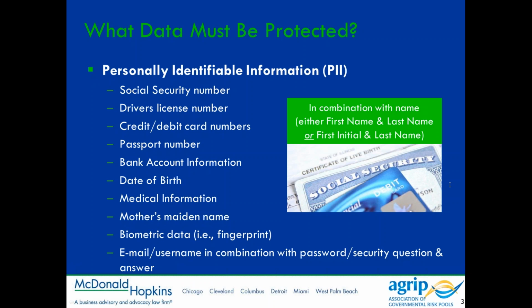But generally, personally identifiable information or personal information, or you may hear it called PII, all of these in combination with first name and last name. So, of course, the usuals of Social Security number, driver's license, credit and debit card info, your financial account information. It gets a little more interesting as you go down the list: medical information, mother's maiden name, fingerprints, biometric, retina data, and email, username, and passwords.